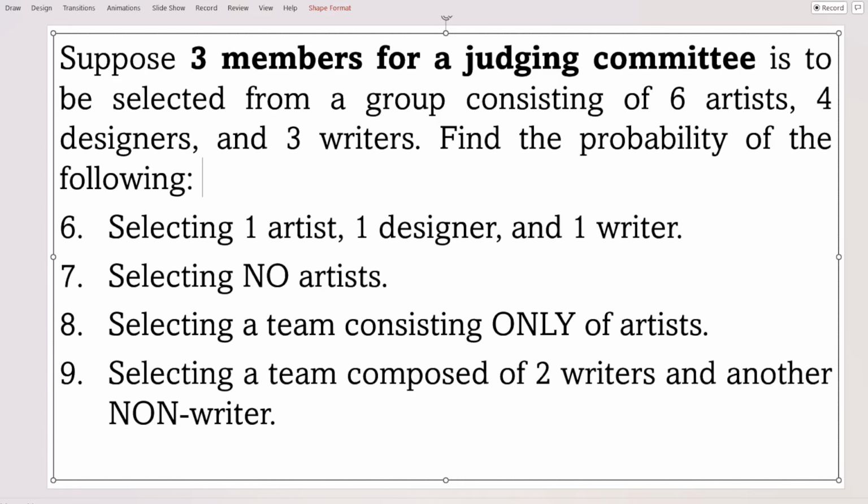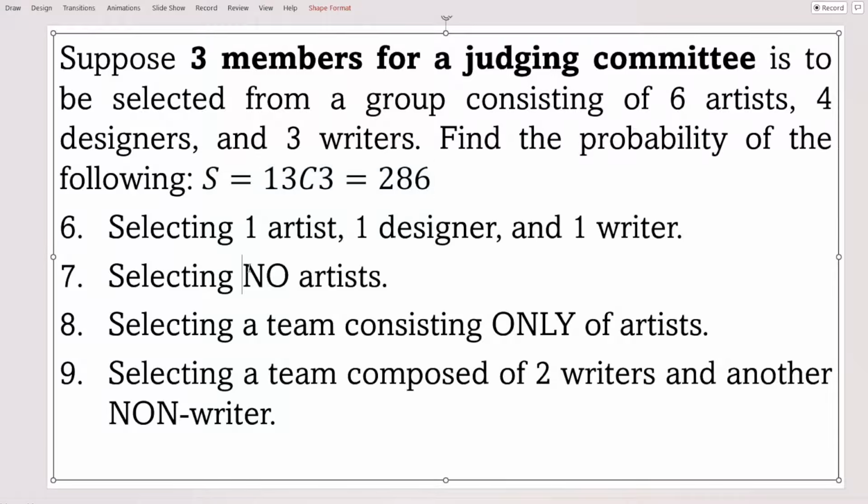Let's first look at S, all the possible outcomes. You're going to select 3 members. This is a combination problem. How many people are we going to select from? We have 6 artists, 4 designers, and 3 writers. So 6 plus 4 plus 3 is 13 possible choices. When we select 3, we get 13 combination 3. In our calculator, this is equal to 286. This is our S.